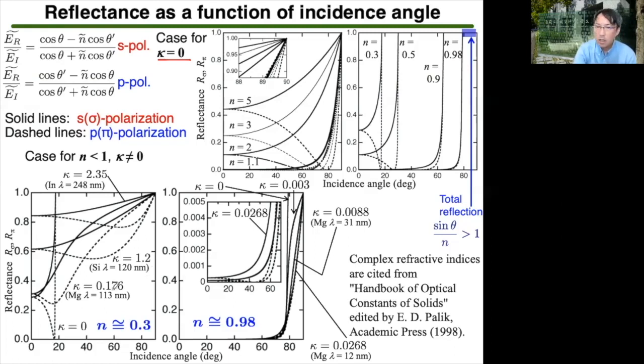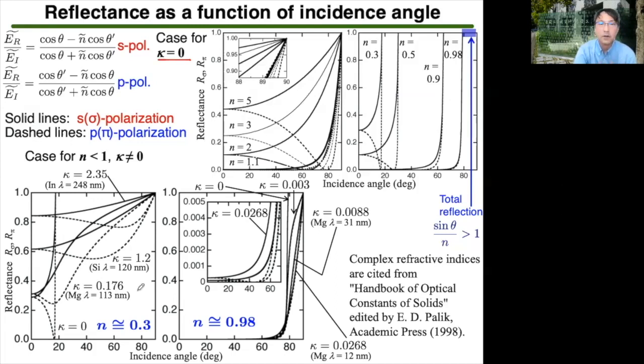The left graph shows the angle dependence of the reflectivity with n of nearly 0.3. As kappa increases, the reflectance at 0 degrees increases. The minimum reflectance angle, effective Brewster angle, is shifted to a higher incident angle with increasing kappa. These realistic complex refractive indices are realized for the UV region with a wavelength of 100 to 250 nanometers, as shown like this, for indium, for silicon, and for magnesium.